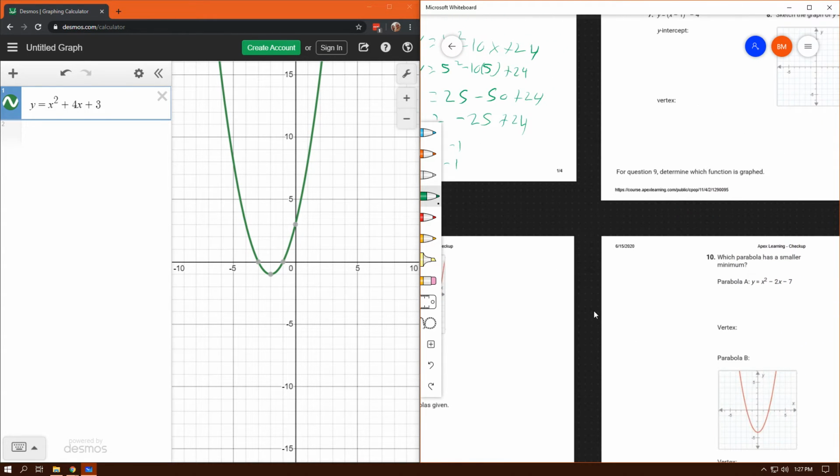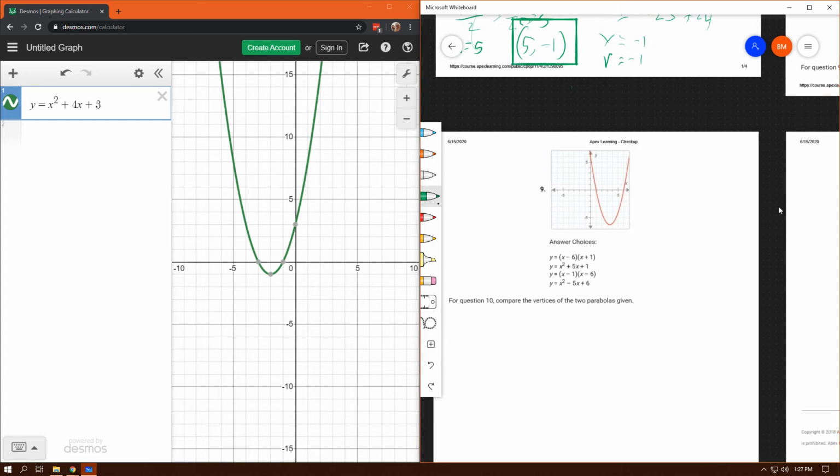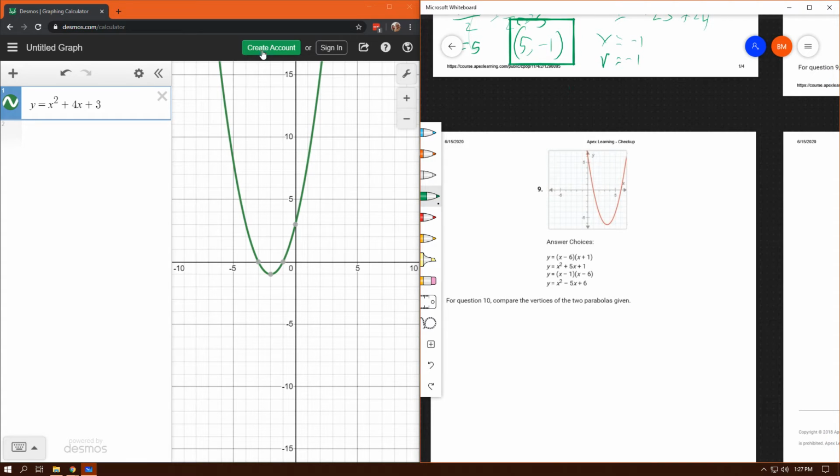All right, so question 9, determine which function is graphed. First thing, we cross here. So I cross at x equals positive 1, and I cross at x equals positive 6. So I know my factors, right? These are my roots. Factors are always opposite. This would be a correct function, and I have that here. So I identified my roots, and then I made factors from the roots.